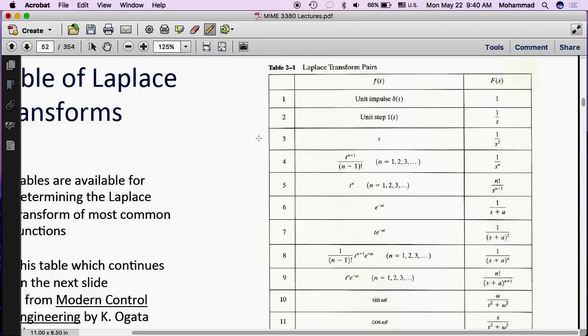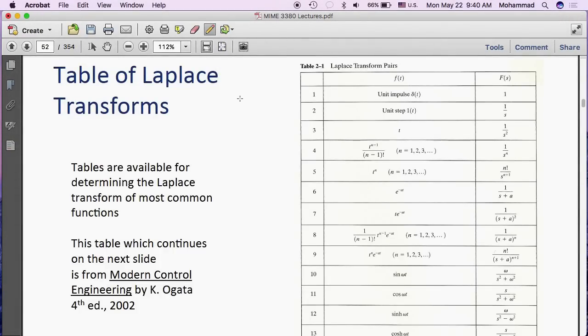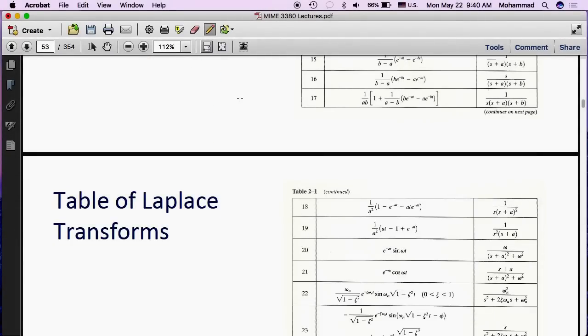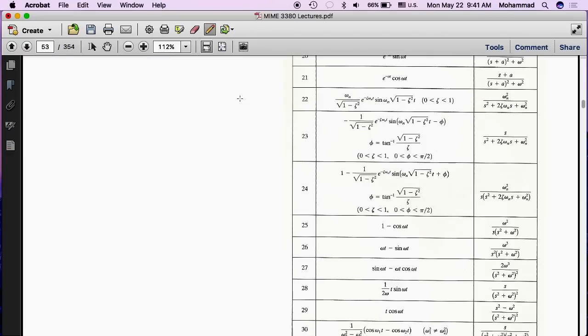The first row says the Laplace transform of an impulse function. An impulse function is a function that is very large but happens over a very short period of time. The Laplace transform of that function is 1. The Laplace transform of a linear function, y equals t, is 1 over s squared, and so on and so forth. So you can see a lot of Laplace transforms, all tabulated. But the most important transforms are the ones I just explained for the first time derivative and second time derivative.